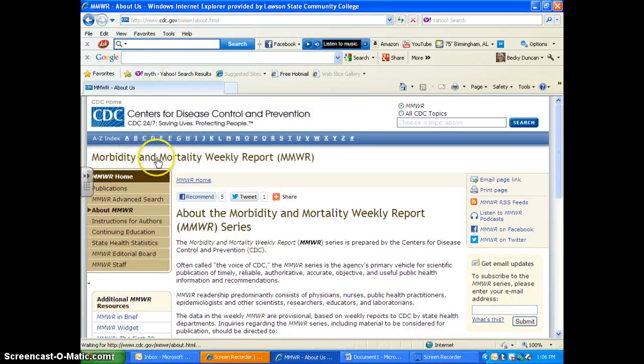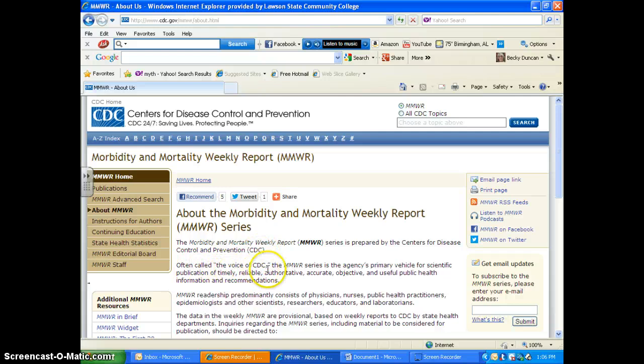MMWR, Morbidity and Mortality Weekly Report. Okay, well, that explains what that is, and it says it's a report series prepared by the Centers for Disease Control and Prevention. That's what CDC is. It tells us more about that.